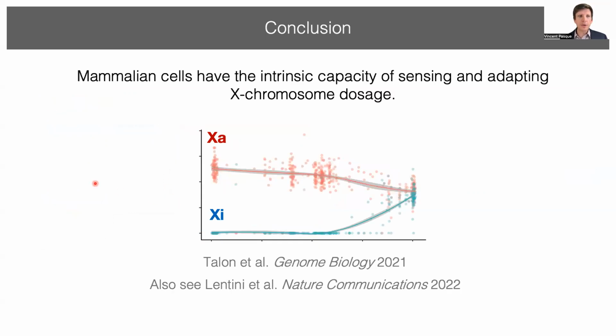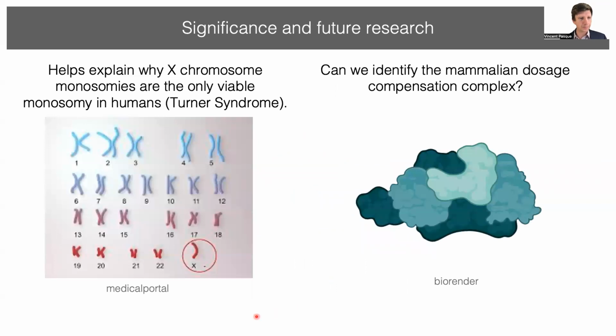So in summary, what I've told you is we have identified that mammalian cells have the intrinsic capacity of sensing and adapting X chromosome dosage. And this is really exciting to us. And it has recently been published in Genome Biology and confirmed by others as well.